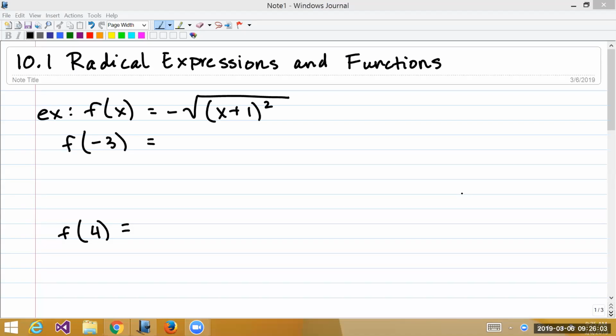10.1, radical expressions and functions. For this first example, let's go ahead and find functional values for the function we are given.